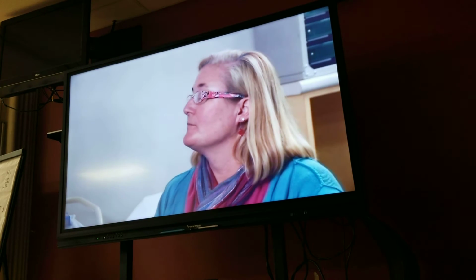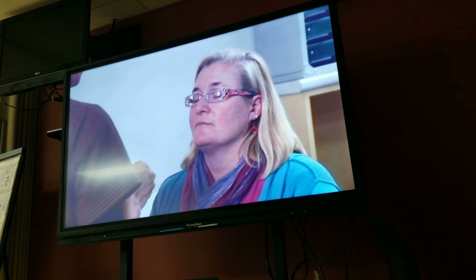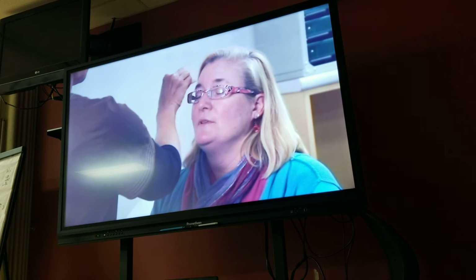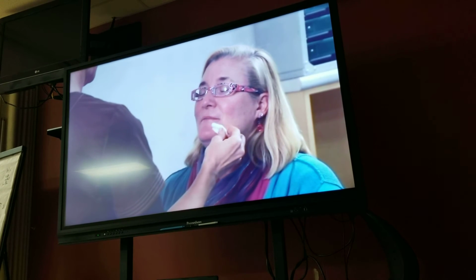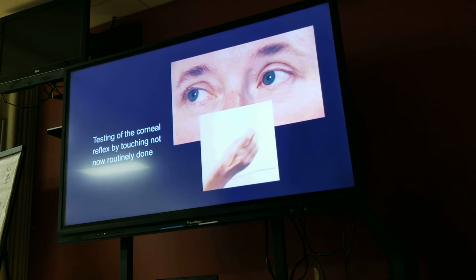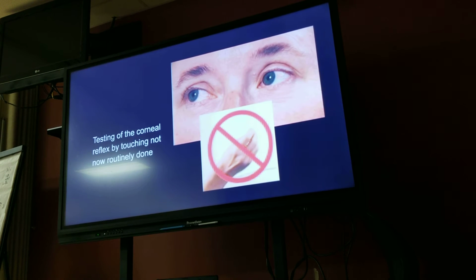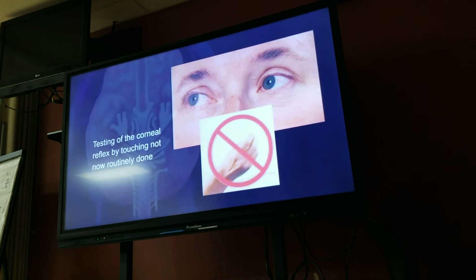Now, test the sensory function of the nerve. Have the patient close her eyes, then lightly stroke the skin using a cotton wisp at the forehead, cheeks, and chin. Have the patient tell you each time she feels the wisp. Testing the corneal reflex by touching a wisp to the cornea is now not routinely done. Current evidence does not show this to be a useful test.